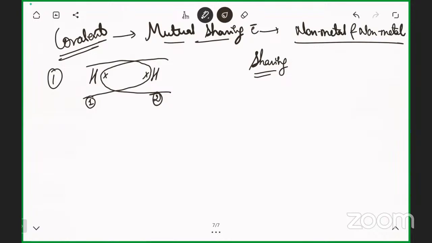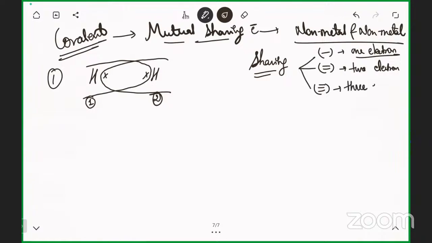On the basis of sharing, I'm dividing the types of covalent bond into single covalent bond, double covalent bond, and triple covalent bond. What is a single covalent bond? The sharing of one electron forms a single covalent bond. Sharing of 2 electrons is a double covalent bond. Sharing of 3 electrons is a triple covalent bond.